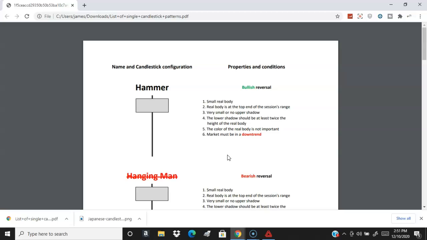Now you can have that on either side. If you're doing a buyer's trend, an uptrend or a bull trend, you can start at the top, it'll come back down, trace all the way back up and close at that part of the session. The lower shadow should be at least twice the height of the real body. So this is twice the height, because you can see the real body is here, and the height is all the way up.